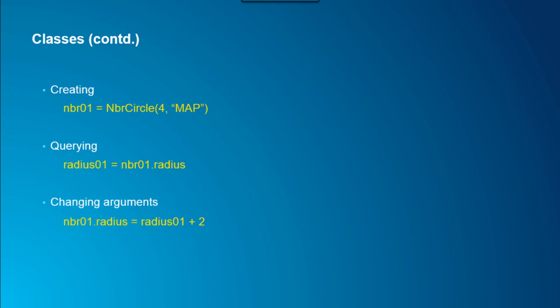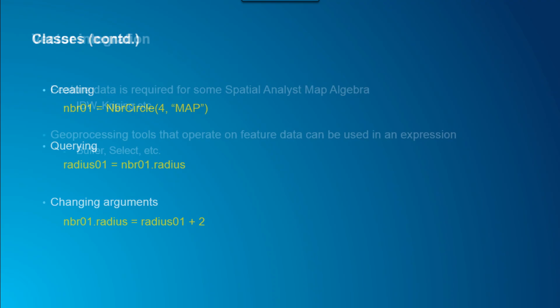You can create it like that. It's a neighborhood class, neighborhood circle, and of course it requires your radius and the units. You give that, and you can actually now request it back. You are querying it, and then you are changing the argument and increasing the radius by 2. Simple, right?